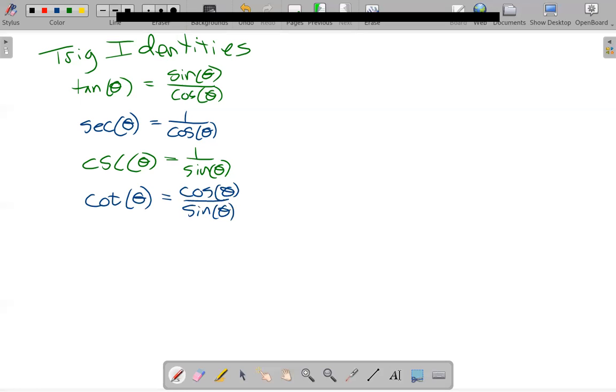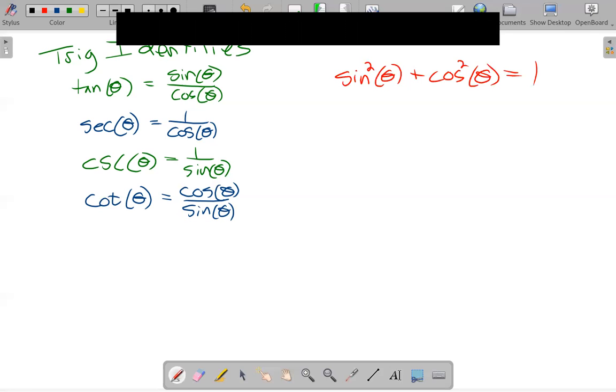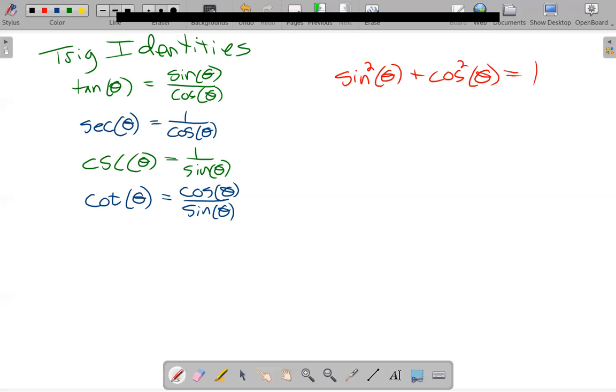Some other identities are related to the Pythagorean theorem. So we know that the sine squared of an angle plus the cosine squared of an angle is equal to 1. We learned another one, the tangent squared of an angle plus 1 is equal to the secant squared. And I drew a picture to show that in a previous video.